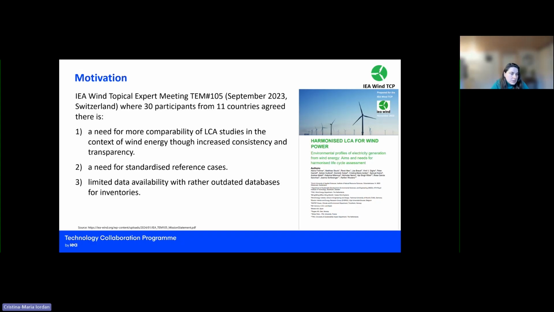The discussions during that topical meeting were focused on the need for more comparability of LCA studies in the context of wind energy, the need for increased consistency, as well as transparency in such assessments. It also pointed out the lack of standardized reference cases, which are available for other renewable energy systems. And of course, as always, when it comes to LCA, the big elephant in the room was the data topic, the limited availability, as well as the outdated status of the databases used in inventories for LCA.